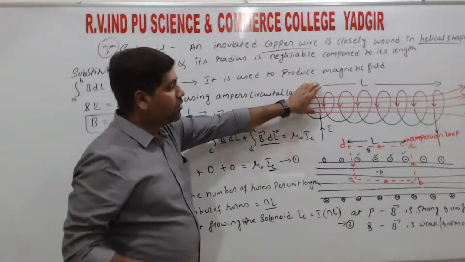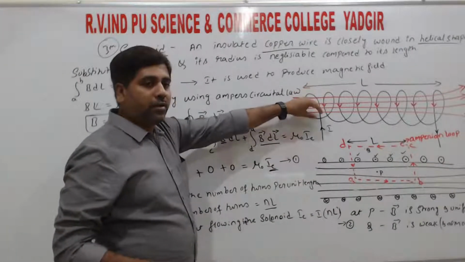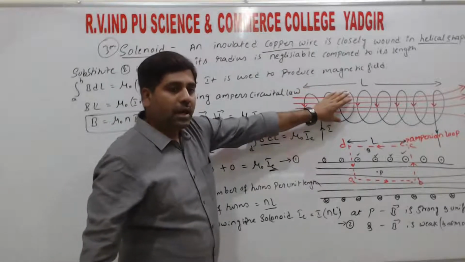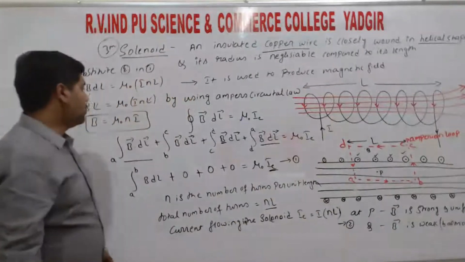If we hold the solenoid in the right hand, the fingers represent the direction of the current, then the thumb represents the direction of the magnetic field, right?